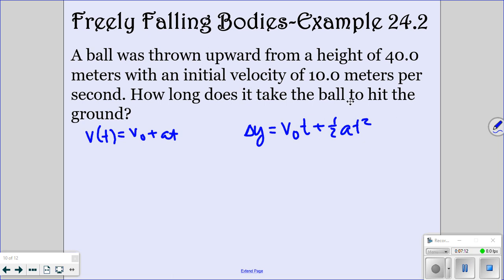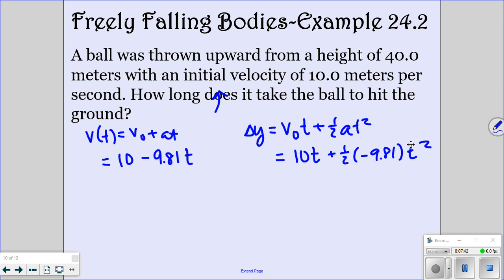So a ball was thrown upward from a height of 40 with an initial velocity of 10. So our v sub o is a positive 10 because it went up. And then acceleration is still negative 9.81, and then we don't know our time. So over here, initial velocity was 10 t plus 1/2 negative 9.81 t squared. And then the height. We started at a height of 40, and then we went down to 0. So the change is going to be 0 minus 40. So it's going to be a negative 40.